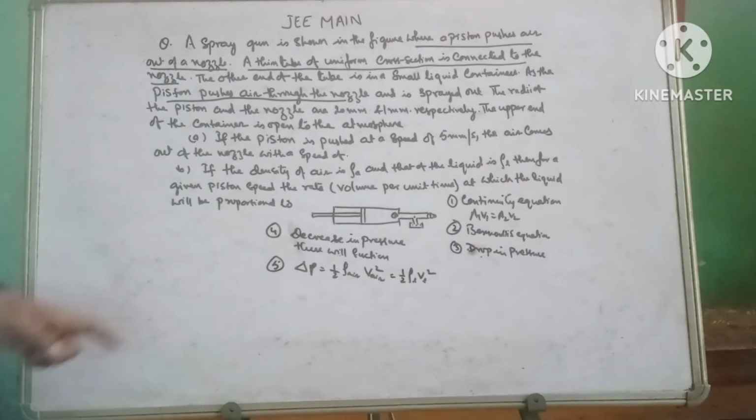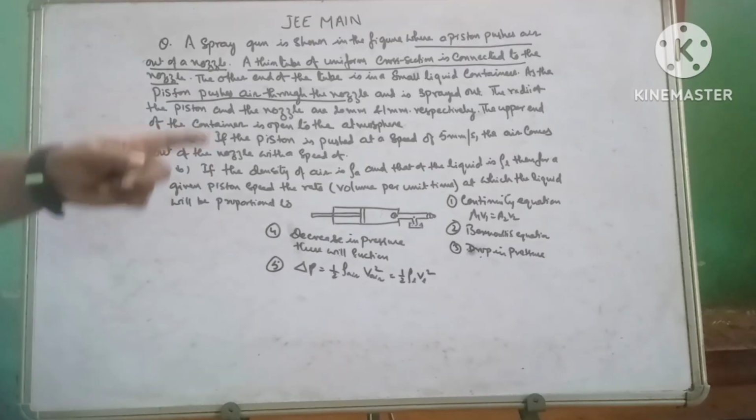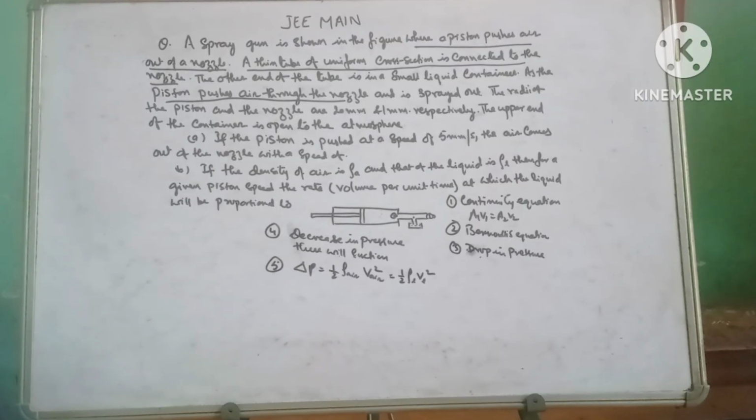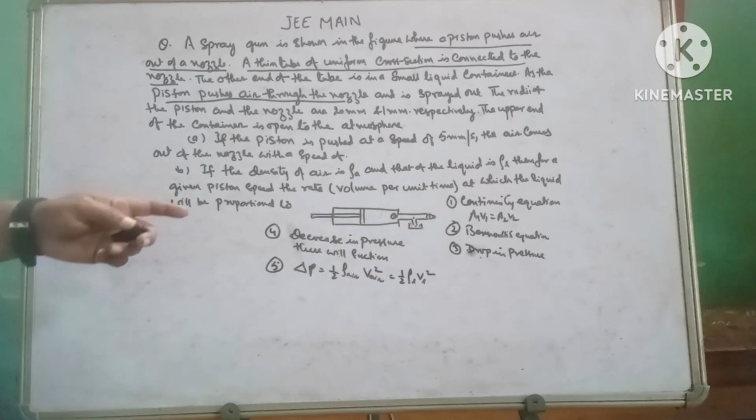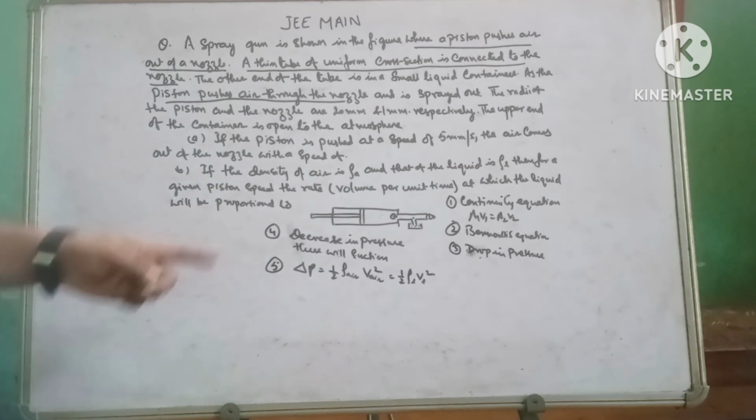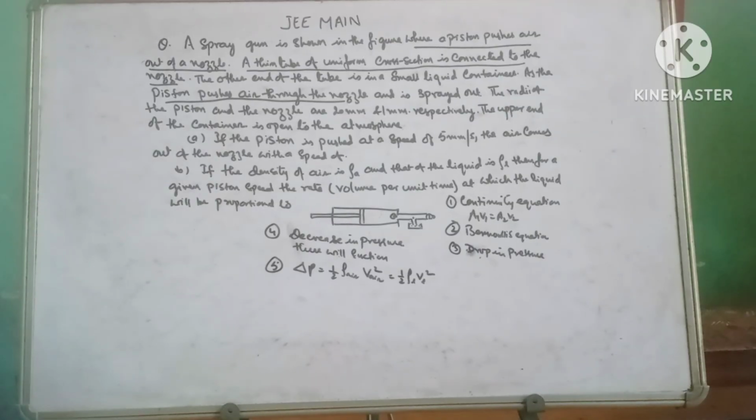And with the help of this formula, you can find the speed of the air coming out of the nozzle, as well as the volume per unit liquid. So this is the main theory here. This is a very important question, because this is practically used.